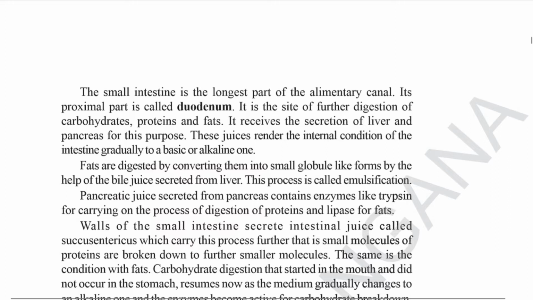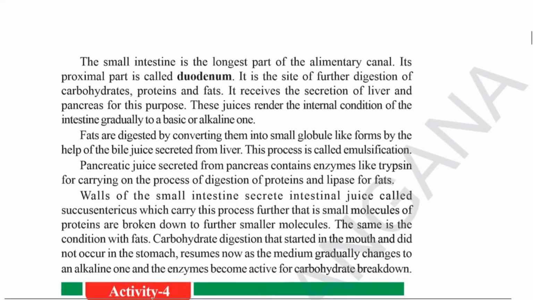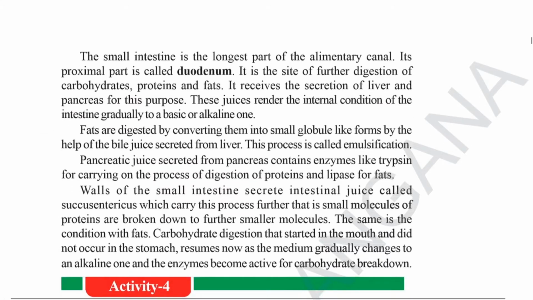And it will release those juices into the small intestine, and the food gradually turns basic or alkaline, because it has mixed with the HCl which is produced by the stomach. It is acidic in nature. Now it will also convert the food into an alkaline or basic nature, so that we won't feel irritation in our intestine.